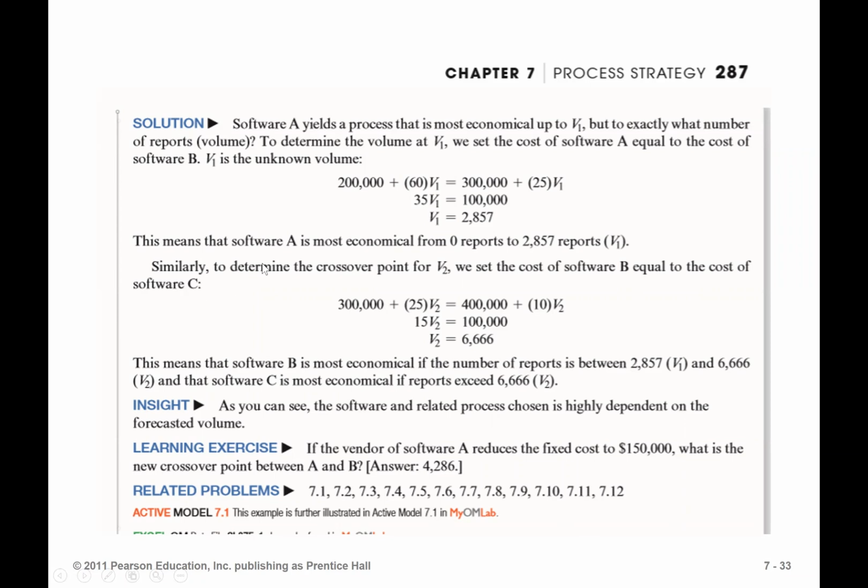Similarly, to do the crossover for V2, we set the cost of software B equal to the cost of software C. So 300,000 plus 25 V2 is equal to 400,000 plus 10 V2, and you solve for V2 again. Simple. Anybody not getting it? Say it, please. So everybody's getting it. Good. All right.